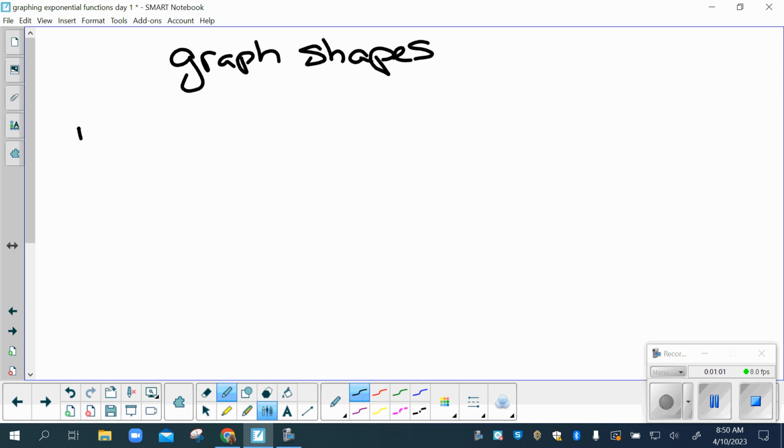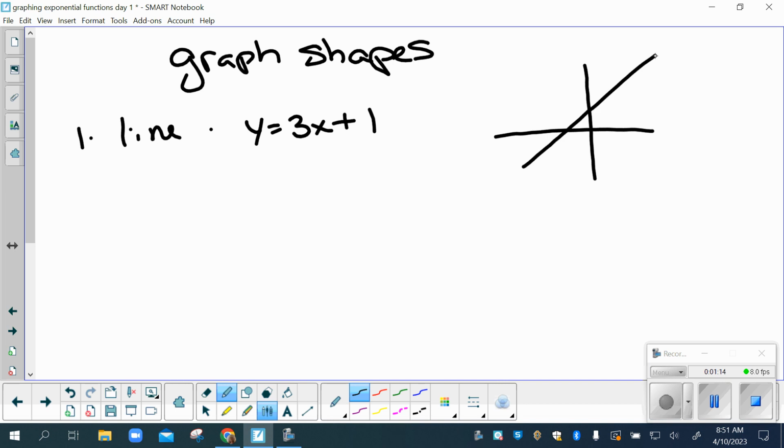The first graph shape we know is a line. And it usually looks something like this. Here's an example: y equals 3x plus 1, right? And if you were going to graph it, it looked like this. I knew it was a line, and here's how I knew. Because I just have an x. Just a regular old x. Nothing weird is happening to it. And it made a line, right?